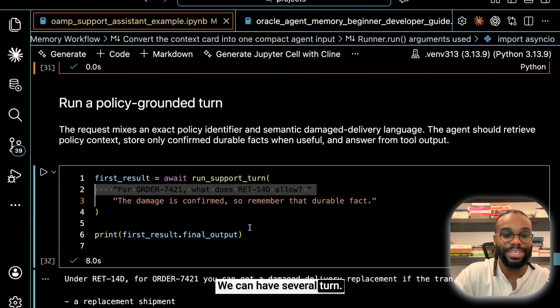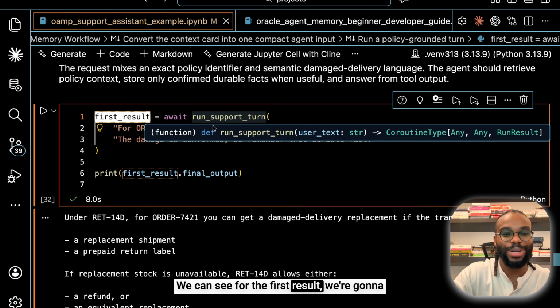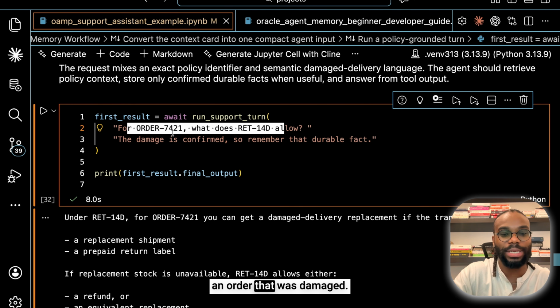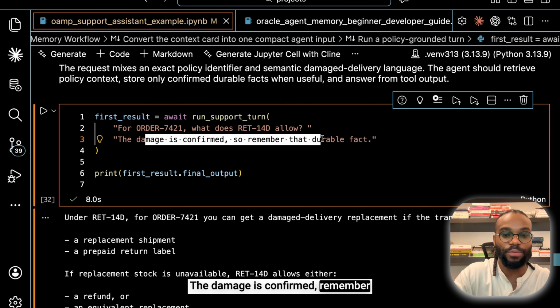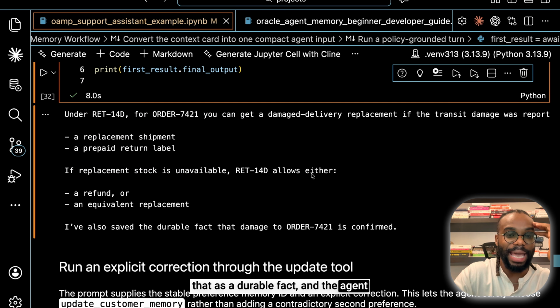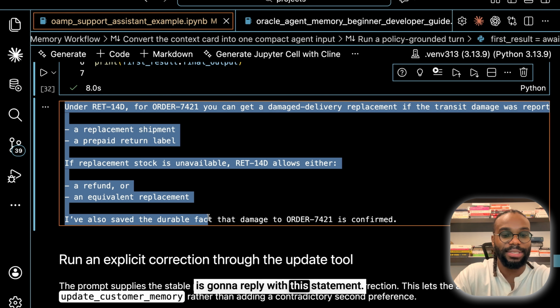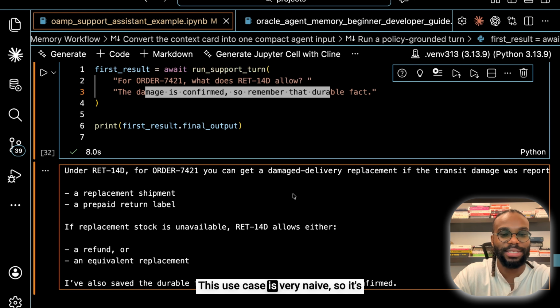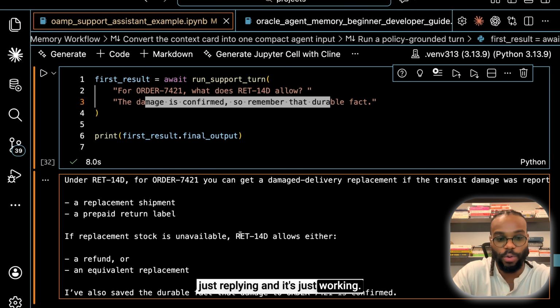We can have several turns. We can see for the first result, we're going to run this function that we just defined up here. We're going to say we have an order that was damaged. The damage is confirmed. Remember that as a durable fact. And the agent is going to reply with this statement. If replacement stock is unavailable, he's just replying, right? This use case is very naive. So he's just replying and it's just working.